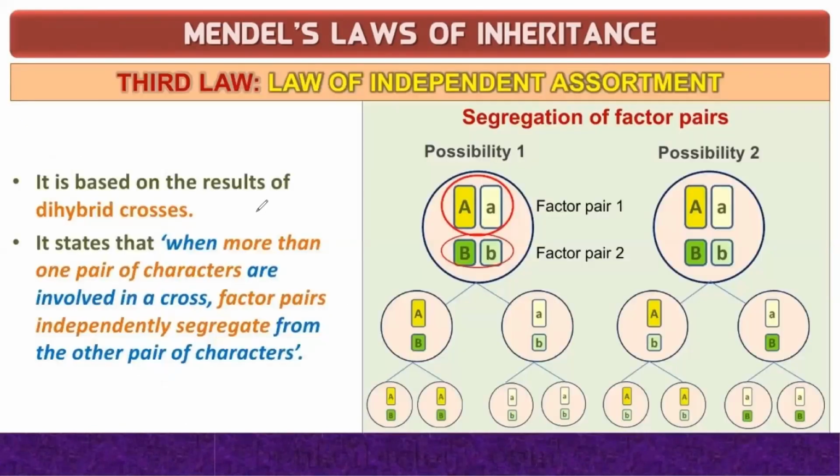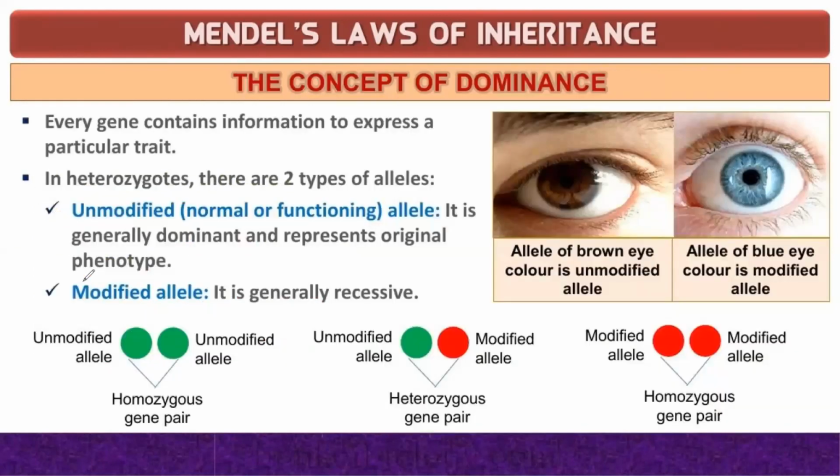So these are the three laws. Number 1 was law of segregation. Number 2 was law of dominance. Number 3 is law of independent assortment. Now let us learn about the concept of dominance, why the genes are dominant.